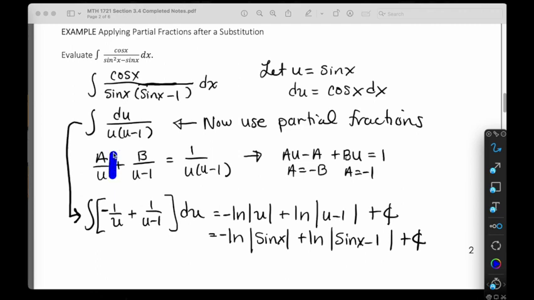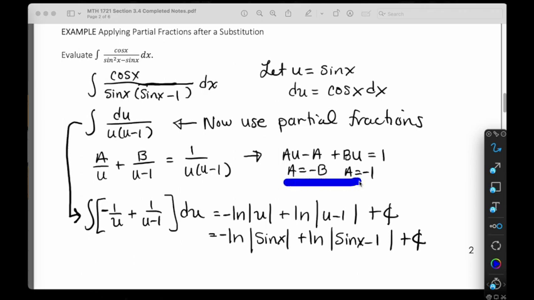And so I'm going to write a over u plus b over u minus 1 is equal to 1 over u times u minus 1. So when I go to actually try to combine these, I would multiply the top and the bottom by u minus 1 with the first fraction. So in the numerator of the first fraction, I would have a times u minus a. In the second fraction, I would want to multiply the top and the bottom by u. So I would have b times u. And so when I add those up, it should be equal to 1.